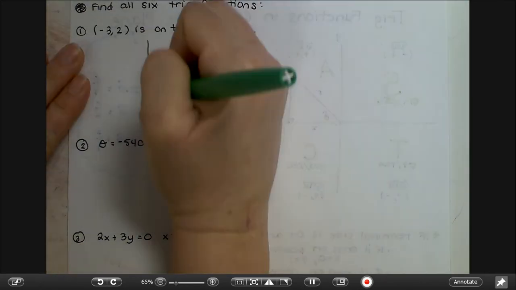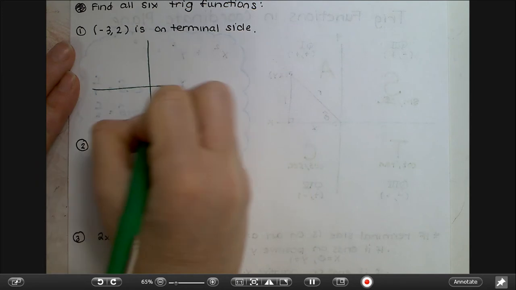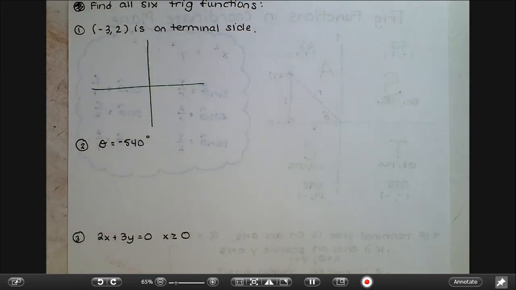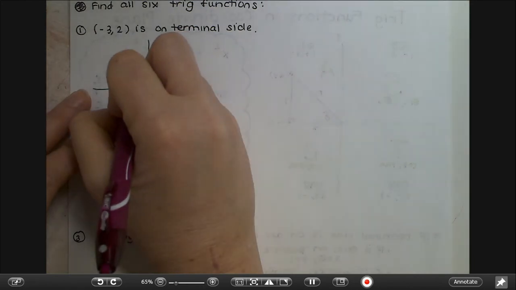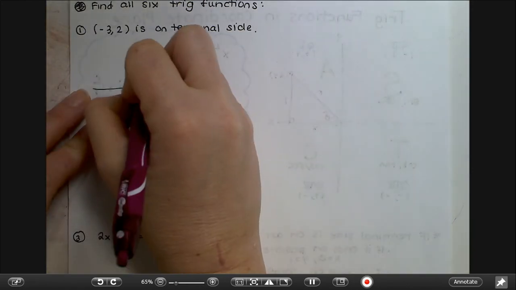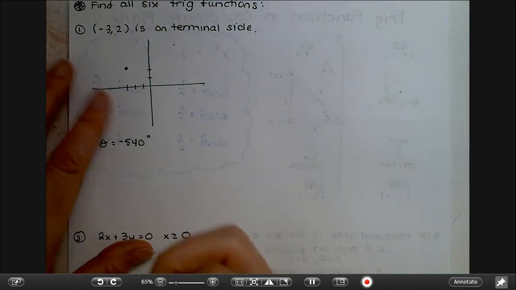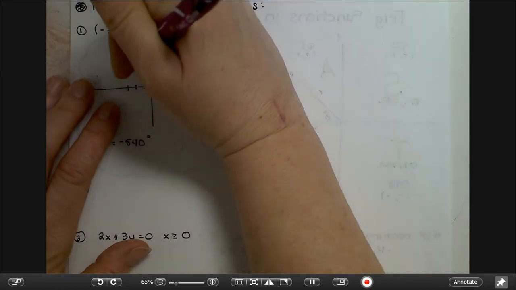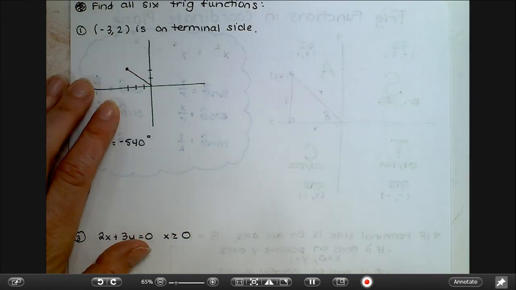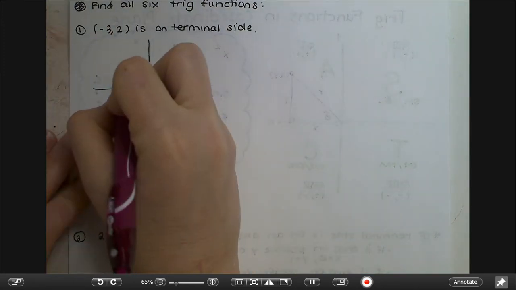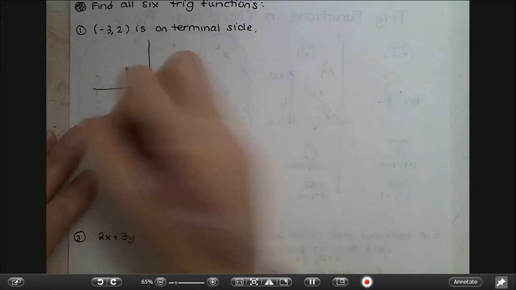So if you're given a point, and these instructions, like I said, were on the other side, you're going to plot that point. So negative 3, 2. So we have a point right there. We're going to use that point to draw our reference triangle because this is the terminal side of the angle. And reference triangles get drawn to the x-axis.